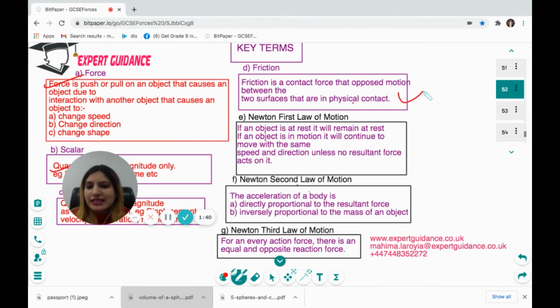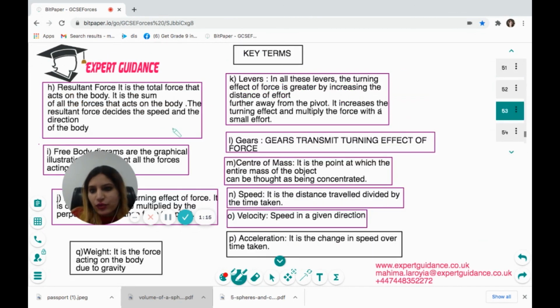Newton's first law says that if an object is at rest, it will remain at rest, or if it is in motion, it will keep on moving with the same speed and direction unless a resultant force acts on it. Newton's second law is force equals mass times acceleration, which says the acceleration of a body is directly proportional to the resultant force and inversely proportional to the mass of an object. And Newton's third law says that for every action force there is an equal and opposite reaction force.